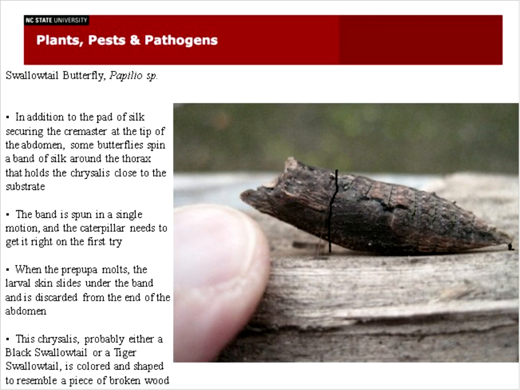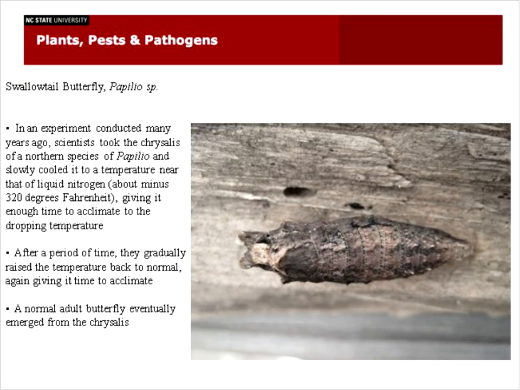But when the larva finally starts to shed its skin into the pupal state, the skin will slip from underneath that band of silk as it's sliding down the body, and then the skin will be discarded at the tail end of the body. And as you can imagine, this looks very much like a broken stub of wood or a broken twig, something like that, probably part of the camouflage to help protect them from visual predators like birds or butterfly collectors.